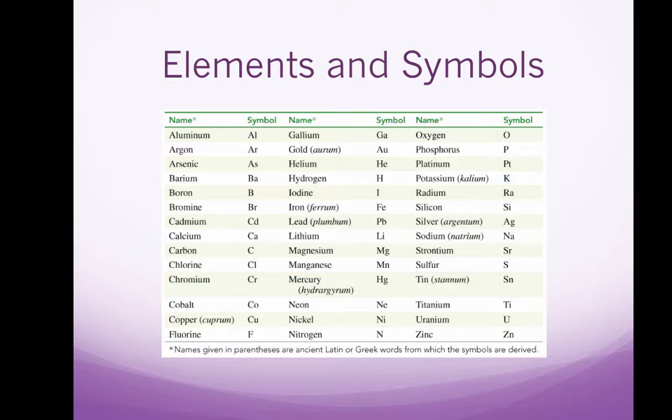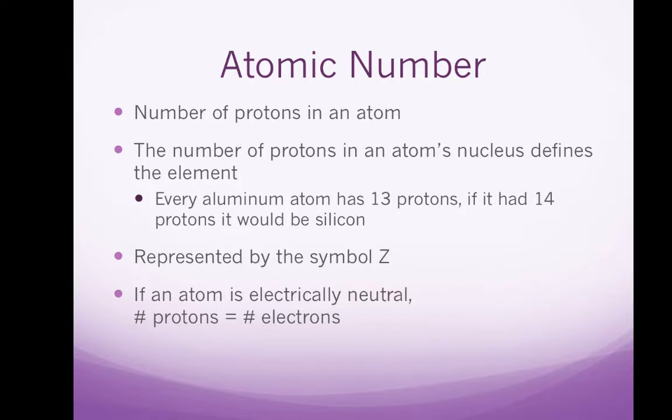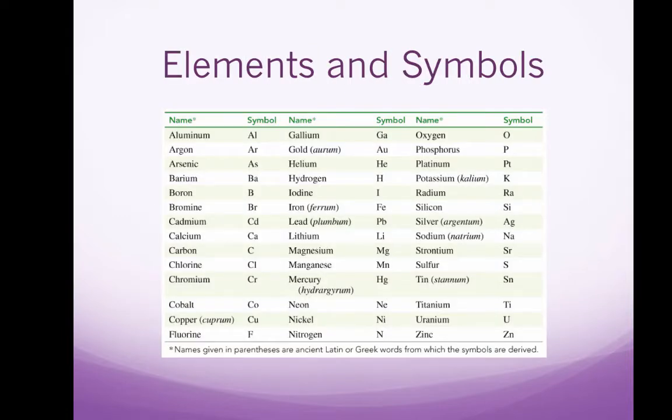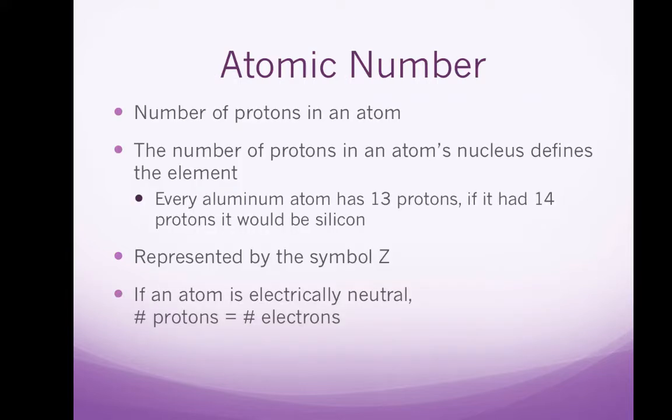And here are some more elements and symbols. Just to go back to this, I will post on D2L a periodic table which will show you the elements and symbols you're responsible for. It's a periodic table, and there's a red line along a bunch of elements. Everything above the red line, you're responsible for knowing the name and the symbol of those elements. Again, I will post that on D2L for you.